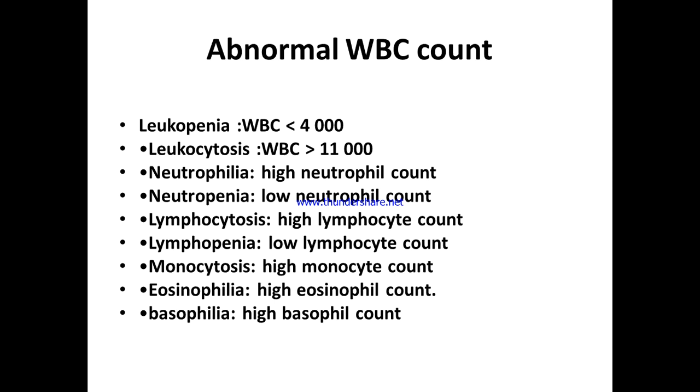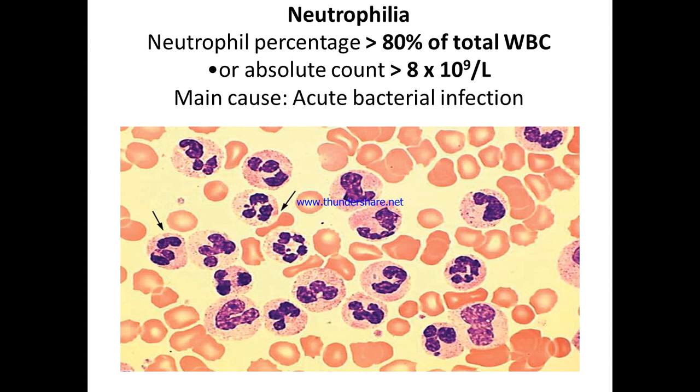Neutrophilia means a high neutrophil count, while neutropenia is a low neutrophil count. Lymphocytosis is high lymphocytes. Lymphopenia is the converse. Monocytosis is when there is a high monocyte count. Eosinophilia is a high eosinophil count, and it's seen more in allergic conditions or some tumorous conditions. Basophilia is when there is a high basophil count, and it's encountered more in allergic conditions. Neutrophilia is when the neutrophil percentage is more than 80%, or the absolute count is more than 8,000 per deciliter.